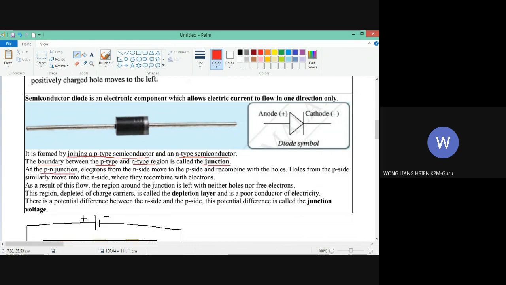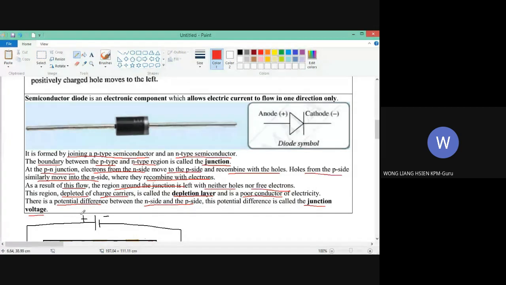At the p-n junction, electrons from the n side move to the p side and recombine with the holes. Holes from the p side similarly move into the n side where they recombine with electrons. As a result of this flow, the region around the junction is left with neither holes nor free electrons. This region, depleted of charge carriers, is called the depletion layer and is a poor conductor of electricity. There is a potential difference between the N side and the P side, called the junction voltage.